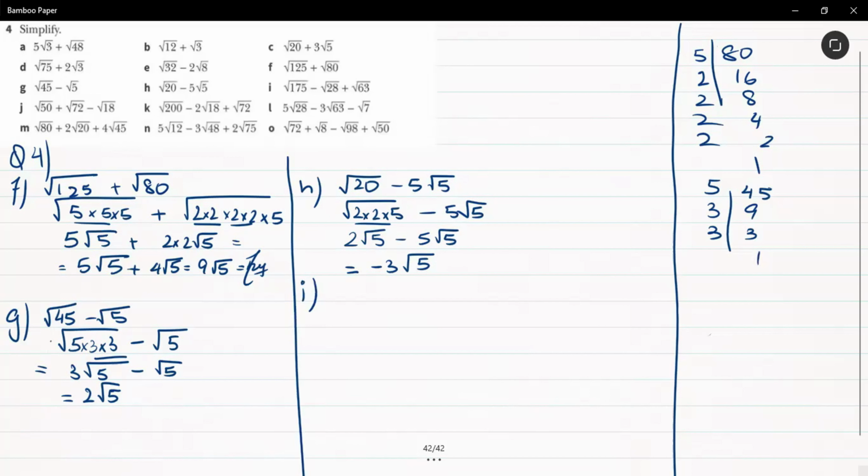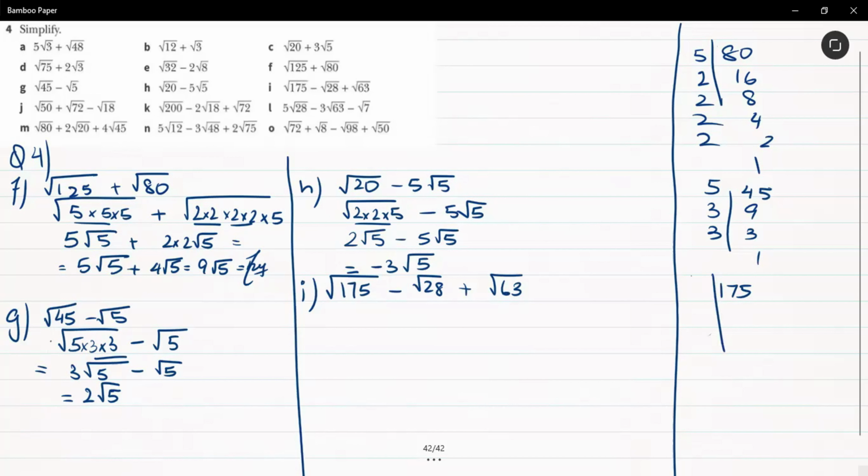We have got part I: √175 − √28 + √63. So the thing is, how are we going to solve this one? What is √175? Individually find out what each of them is equal to. We have to simplify this question, and in order to simplify any question, first try to bring it to the simplest term possible.